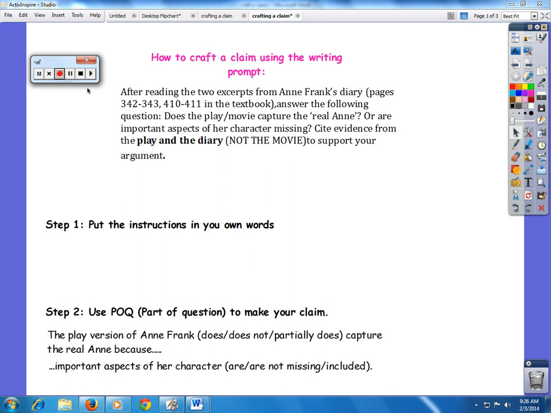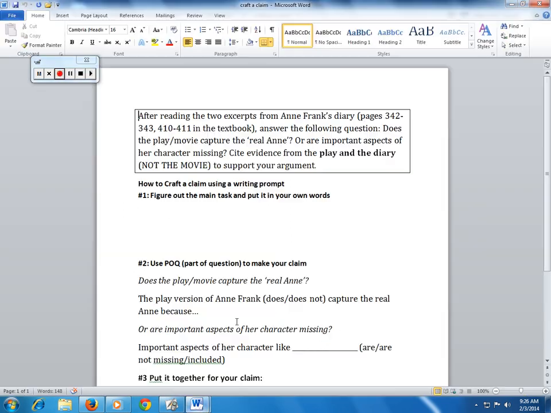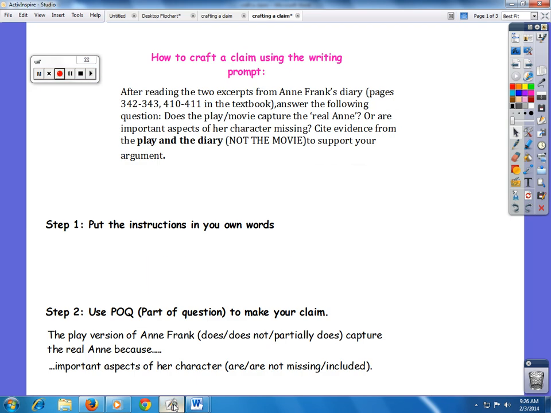Okay, today we are going to learn how to craft a claim using the writing prompt I gave you. And you should be looking at the sheet that looks like this that you received in class. So the first step is to put the instructions in your own words. So I'm going to read the prompt.